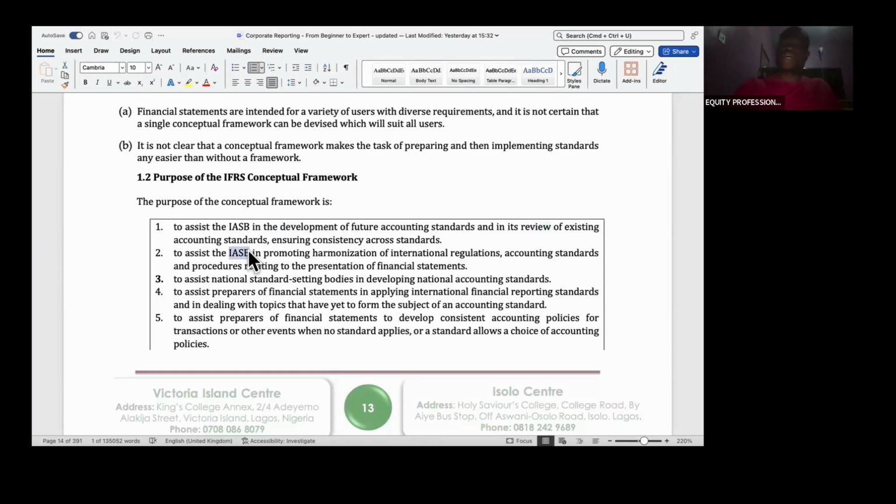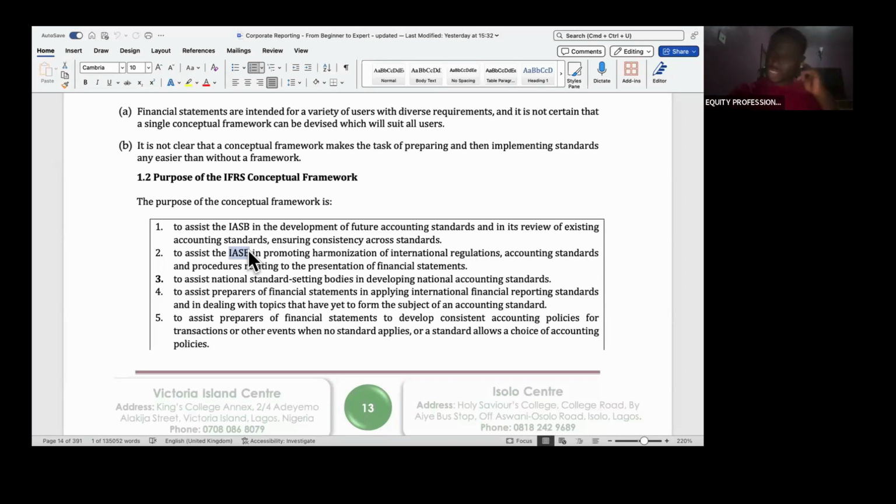Not only that, the IASB will also use this conceptual framework for harmonization of international regulations. Don't forget, one of the objectives of the IASB is to harmonize international and national accounting regulations, and the conceptual framework can help them with that. Harmonization is saying that, okay, let's make our standards similar. If you don't want to use IFRS, can our standards become similar? That's harmonization.